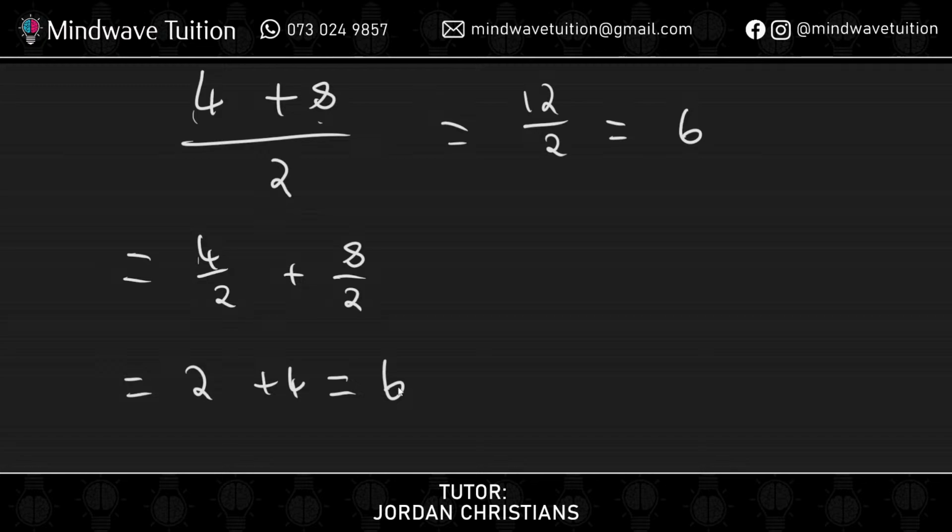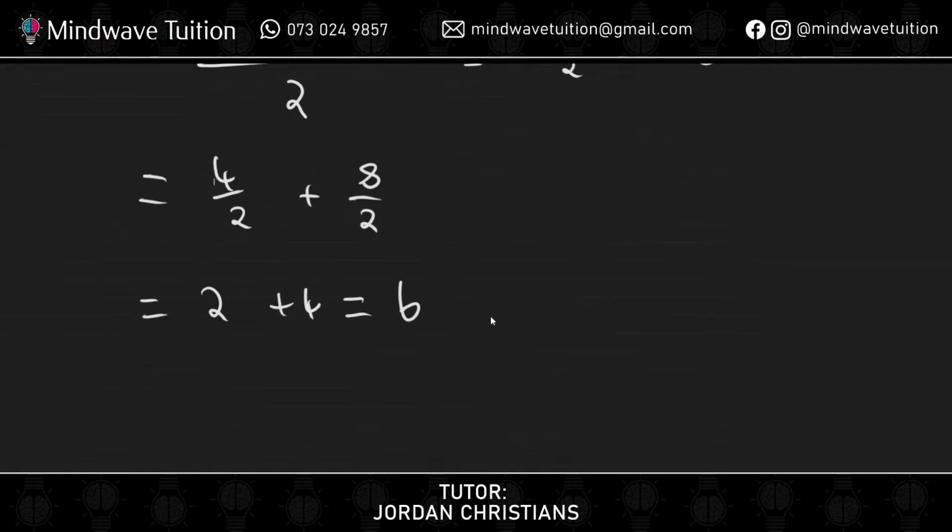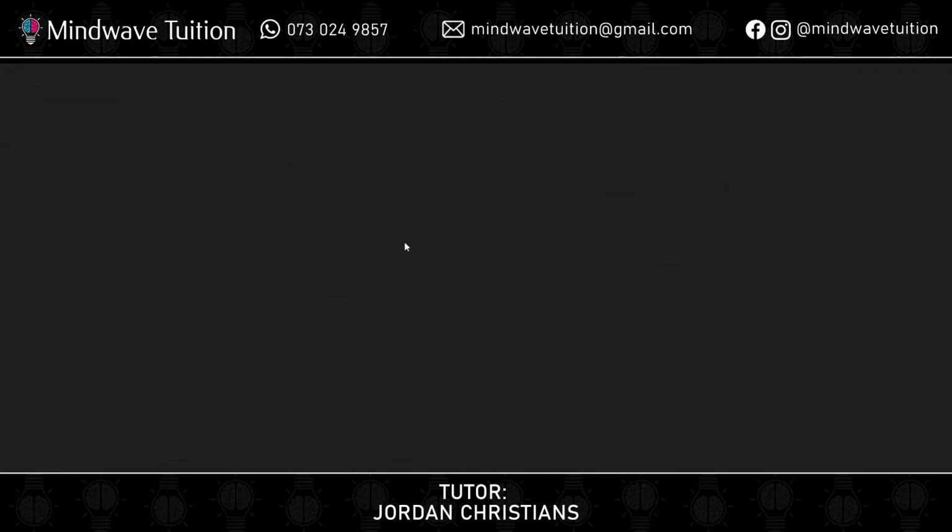So we're going to use this property in distributive division. All we're doing is we're breaking up a fraction that has an addition or subtraction sum. We're just breaking it up into its parts with the same denominator.